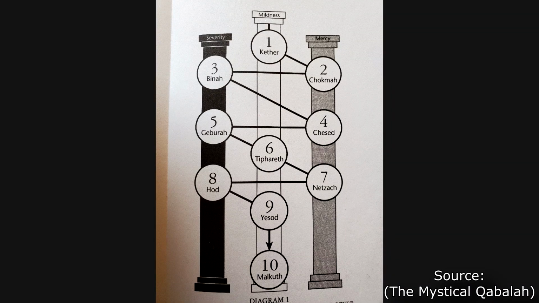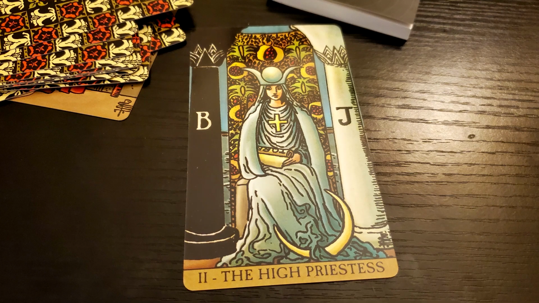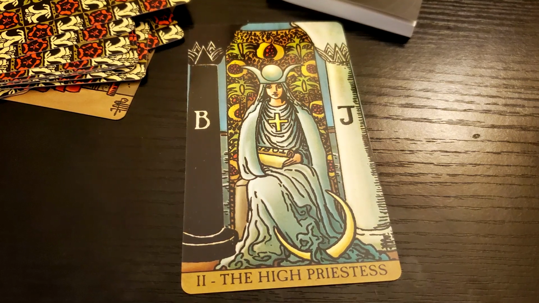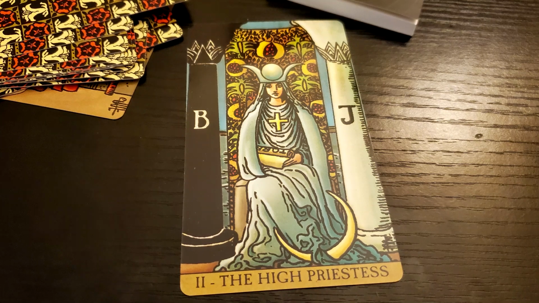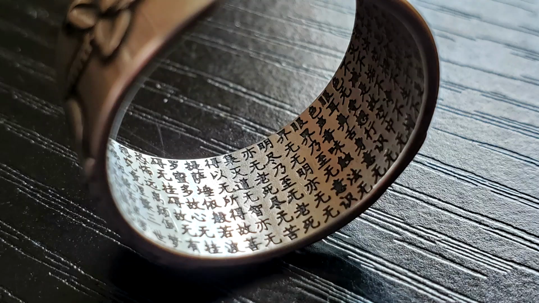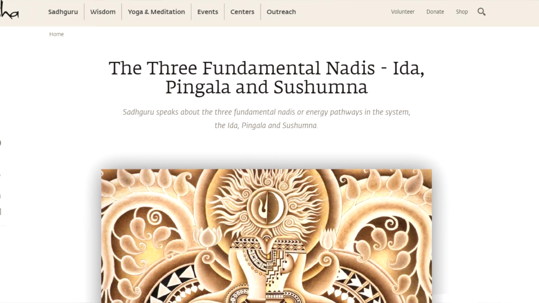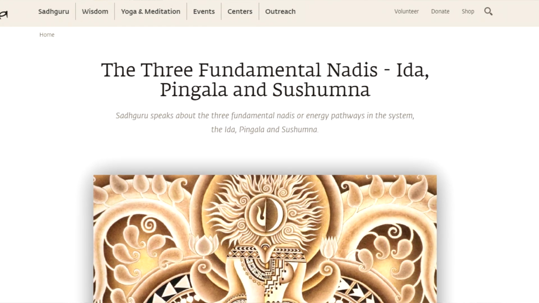We have the pillar of mercy on the right, mildness in the middle, and severity on the left. And so the right column corresponds to positive polarity, then equilibrium in the middle, and negative on the left. These are like the 2 pillars of Solomon's temple in the High Priestess card, Boaz and Yakin, where the priestess herself is the middle column. You might realize we can also relate this to Yin, Yang, and Tao, as well as the 3 main auric lines in Hinduism called Ida, Pingala, and Sushumna.